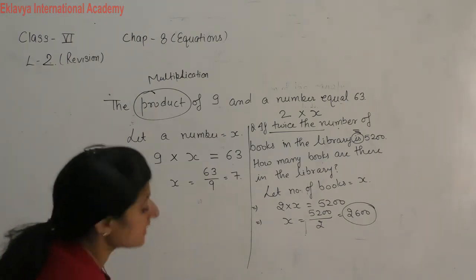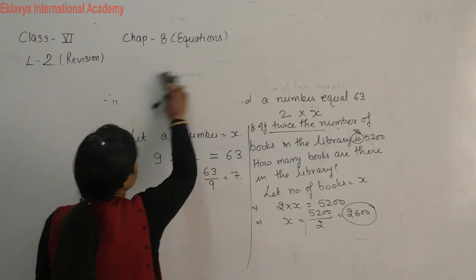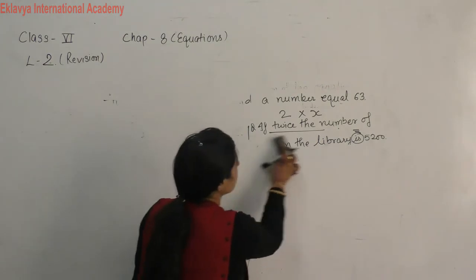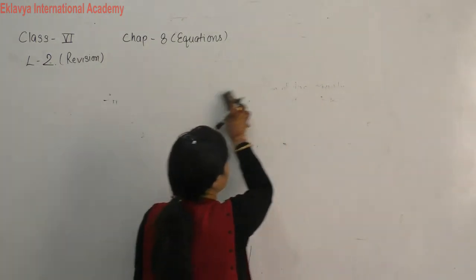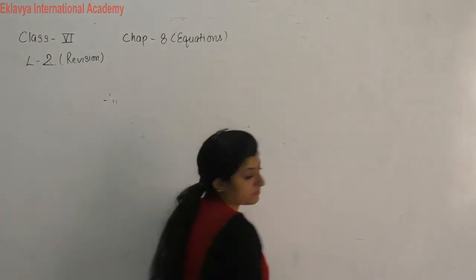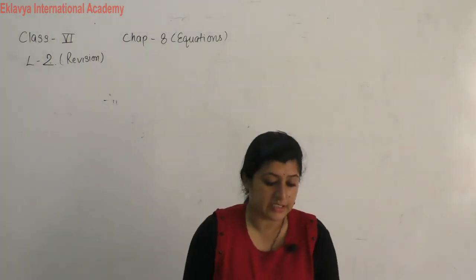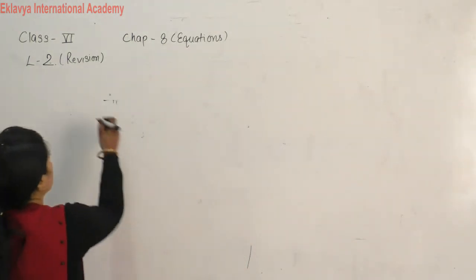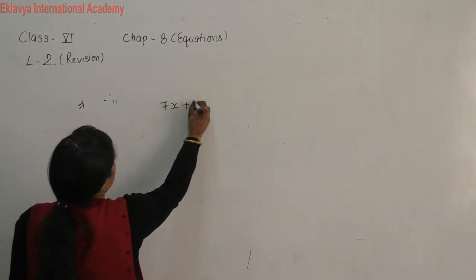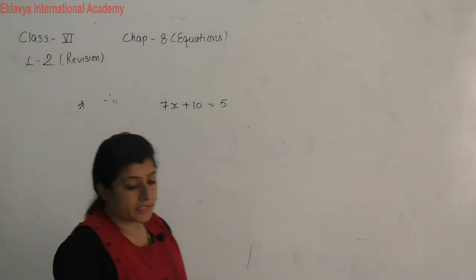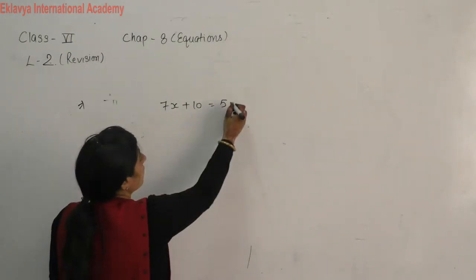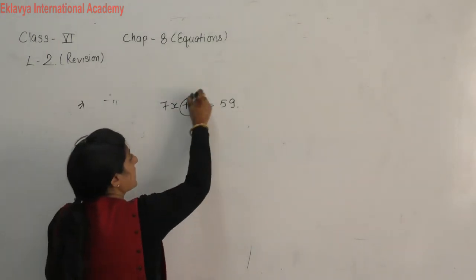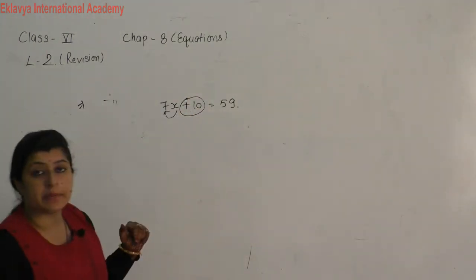We will see 8D also. Solve each of the following equations. Now, miscellaneous, we can say that more than one operation is given to you. More than one operation is given to you, then how to solve this equation. One operation is addition and one operation here is multiplication.